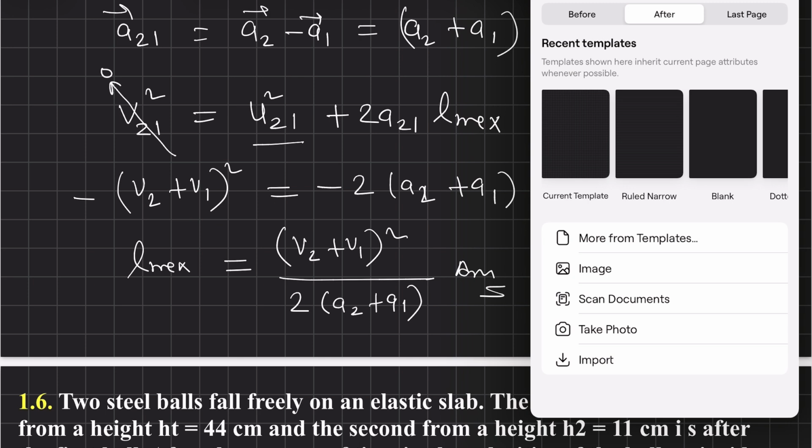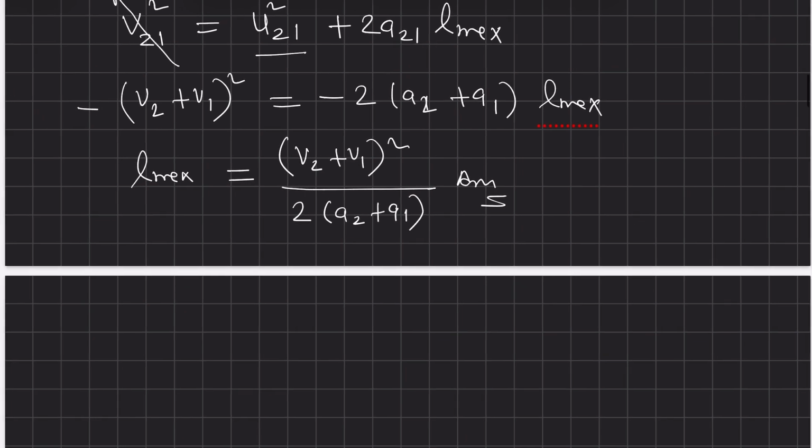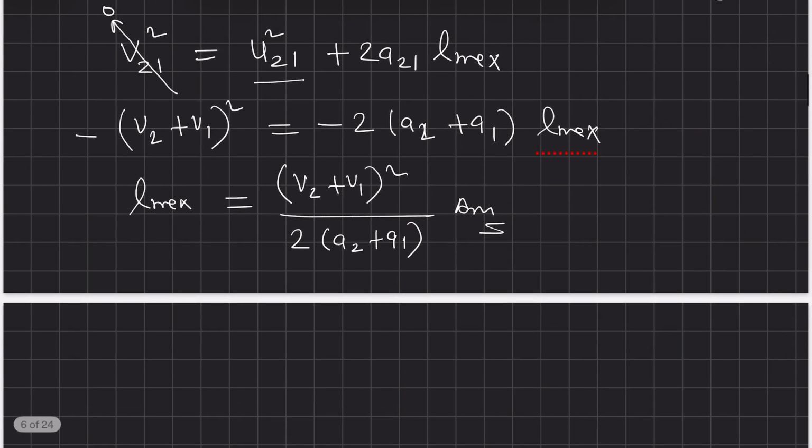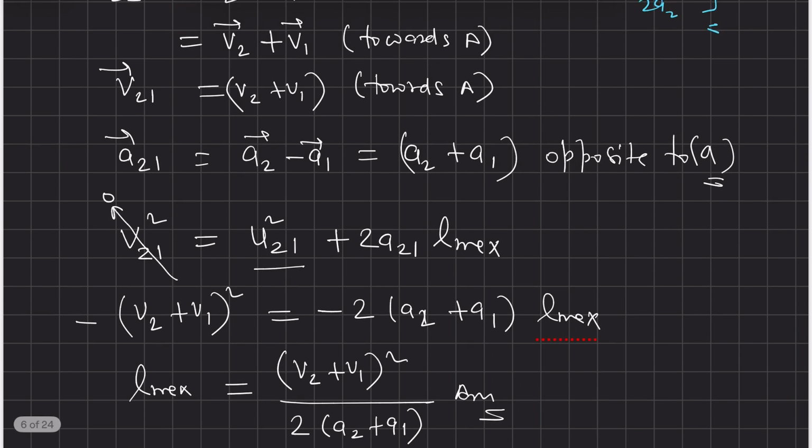One minute, guys. So this is the answer that you are going to have: L max is equal to v2 plus v1 square divided by 2 into a2 plus a1. This is a technique that I would advise you to approach to solve this problem.